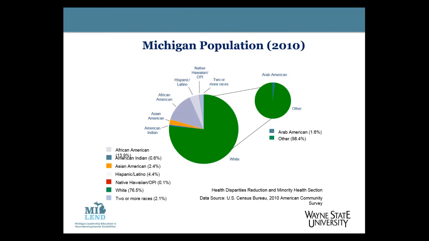Using the data that they collected in this office, I want to share with you a few statistics that give us an overview or a snapshot of health disparities within the state of Michigan. These stats are coming from the Health Disparities Reduction and Minority Health section using U.S. Census data and the American Community Survey. So you see that across Michigan, we are a state with majority white population, but within that category, we also have Arab Americans at the rate of 1.6%. Our next largest racial group is African Americans, and you can see that the third largest is Latino Hispanic ethnicity.